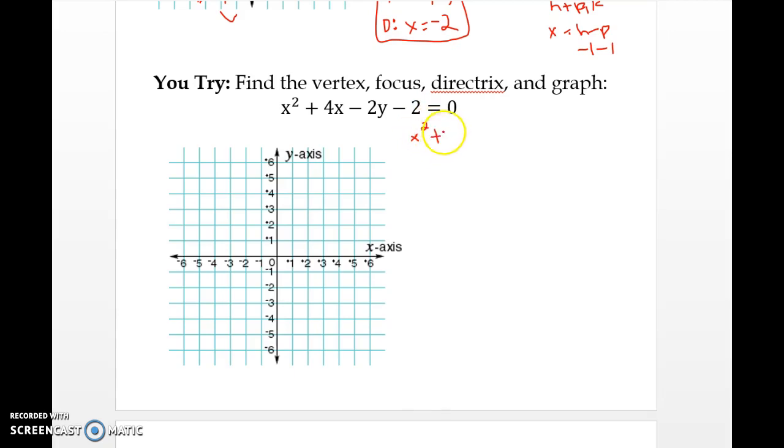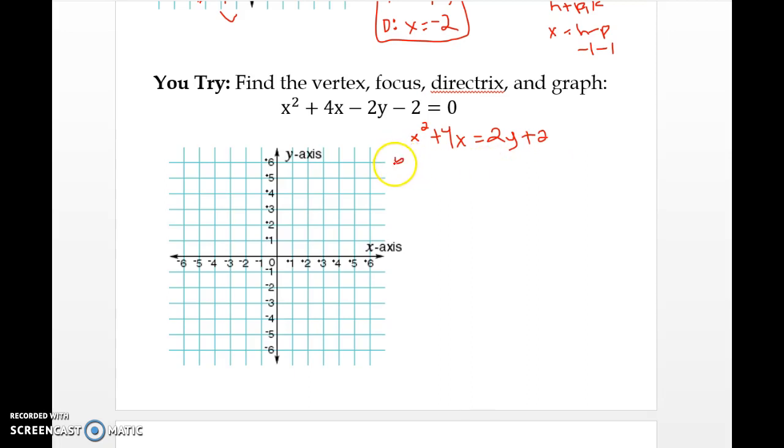X squared plus 4x, and then I want, that should say a 4. Everything else on the other side. So I'm going to add over this 2y. I'm going to add over this positive 2.